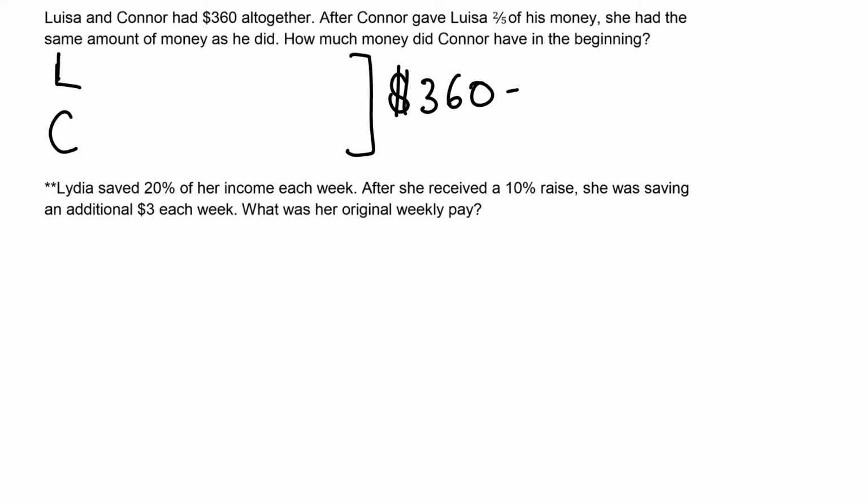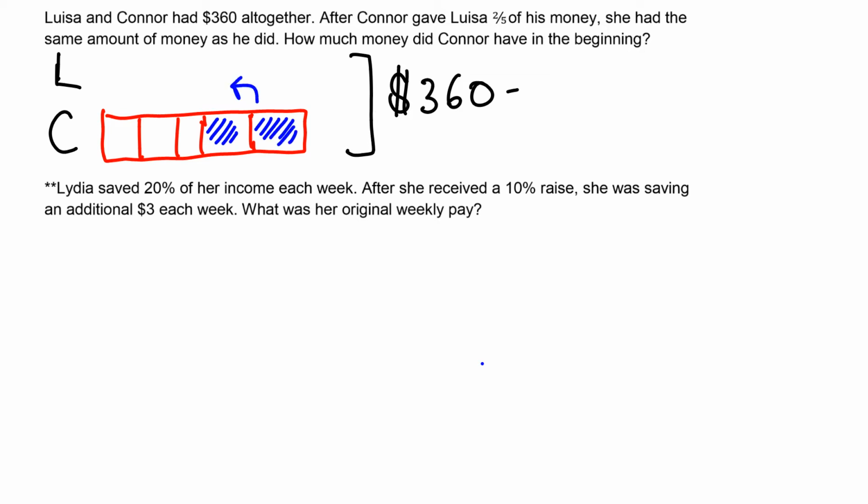Okay. Now, it then tells us, after Connor gave Louisa 2/5 of his money, she had the same amount of money as he did. So, first, let's figure out how much Connor had. If he gave away 2/5 to Louisa, that means he must have started with 5/5. So, we're going to give him 5 units. I know they're not perfectly equal, but that's okay. So now, he started with 5 units. He's going to give 2 to Louisa. Now, I know I'm giving these 2 up, okay?